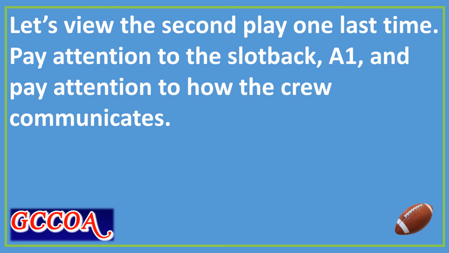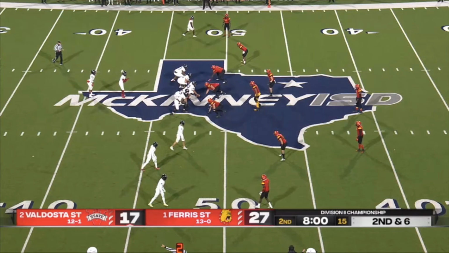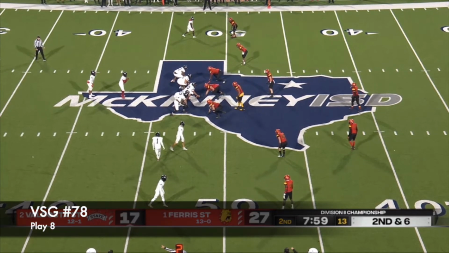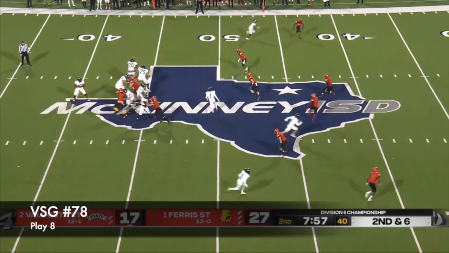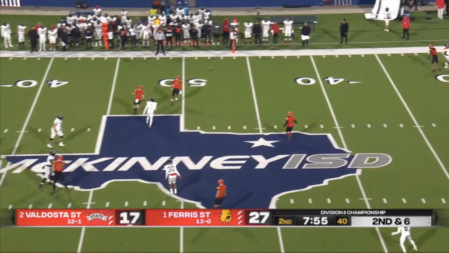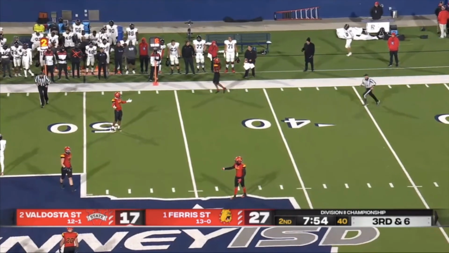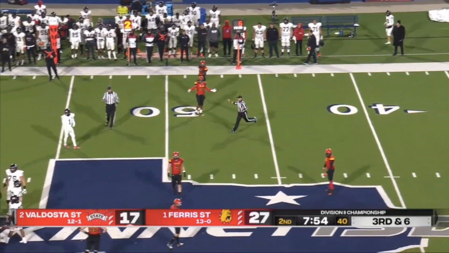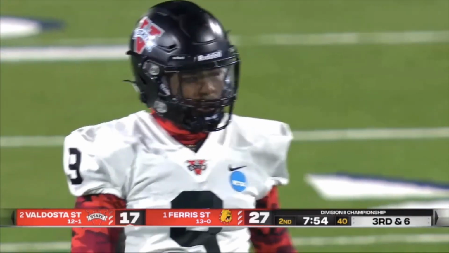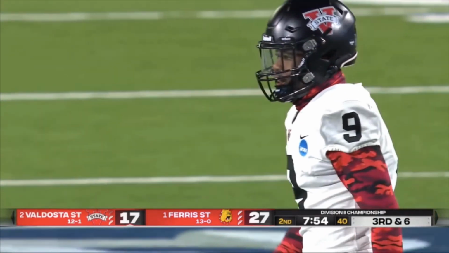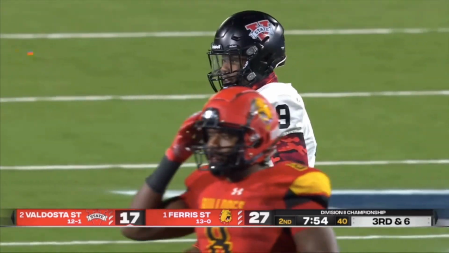Let's view the second play one last time. Pay attention to the slot back A1 and pay attention to how the crew communicates. Here's A1 in motion. He comes across, he slows and turns. There's a little contact between B5 and A1. The line judge points at A1 saying, basically, I have a receiver in the area, and the field judge goes by him and goes straight to the referee.